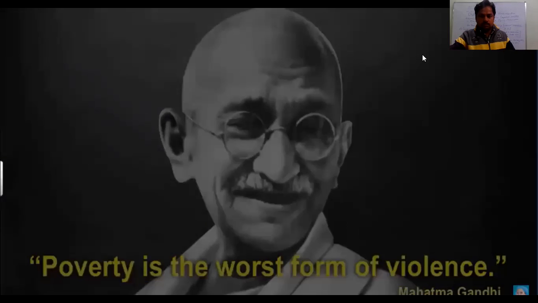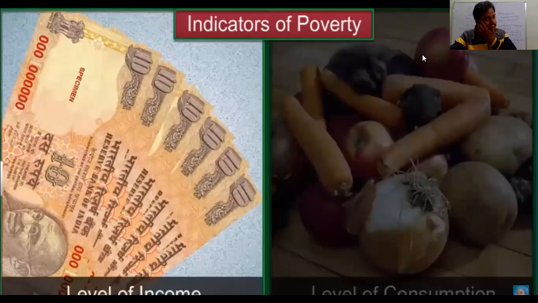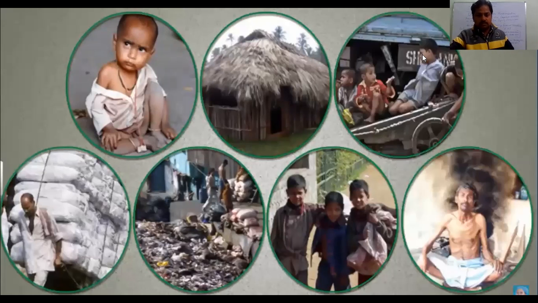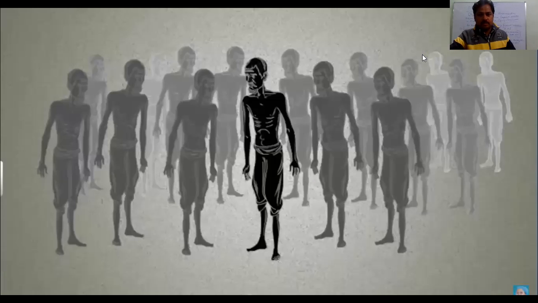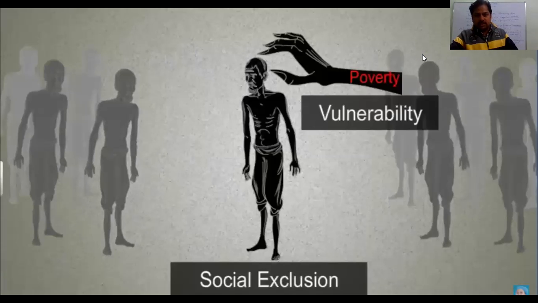Social scientists use different types of indicators to understand poverty. The most commonly used indicators relate to the levels of income of people and their consumption of goods. Poverty is also observed using other social indicators like lack of education, sanitation, and safe drinking water. Social scientists these days are concerned about the concepts of social exclusion and vulnerability associated with poverty. Let us understand these concepts in detail.